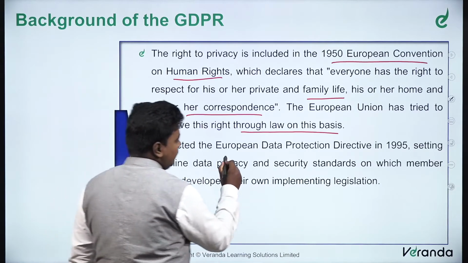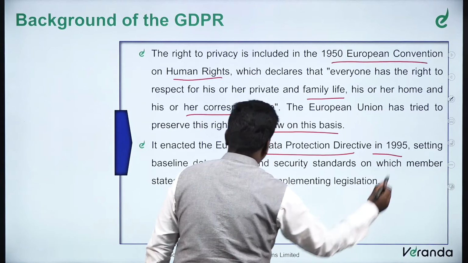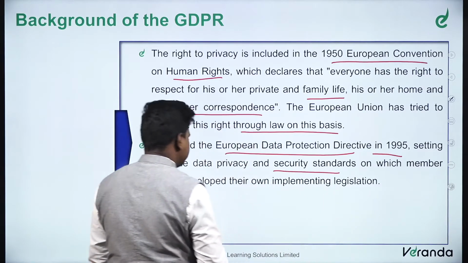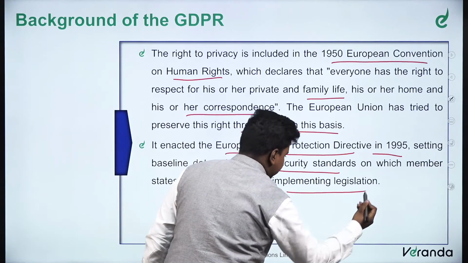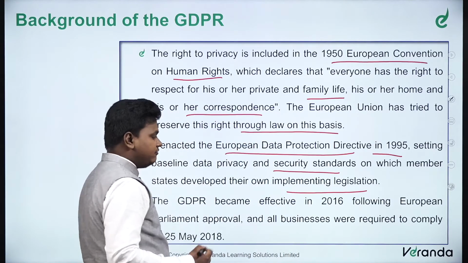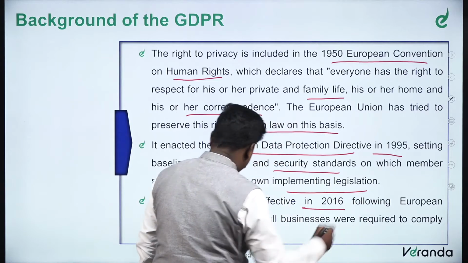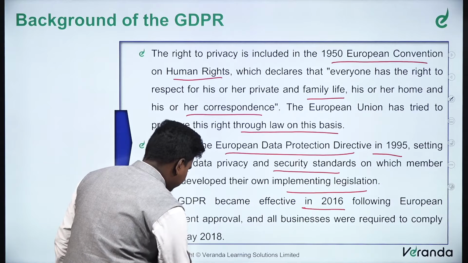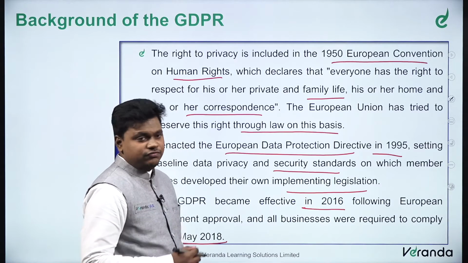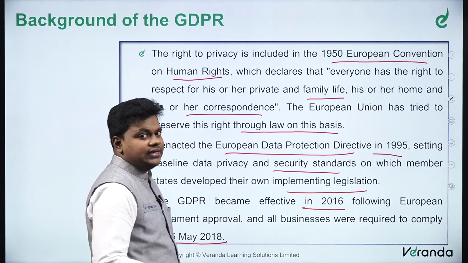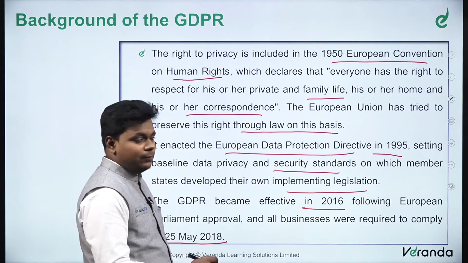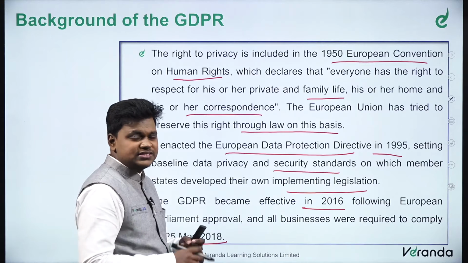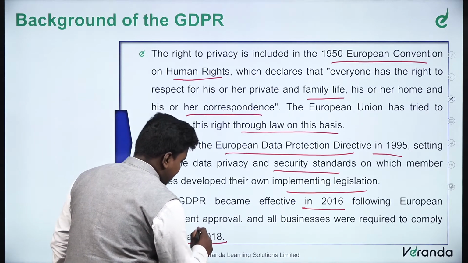Further, it enacted the European Data Protection Directive in 1995, setting baseline data privacy and security standards on which member states developed their own implementing legislation. The GDPR became effective in 2016 following European Parliament approval, and all businesses were required to comply by 25th May 2018. So, from 25th May 2018, all business firms must comply with the GDPR. That is, they must keep the privacy details of users safely. That has been in effect from 2018.